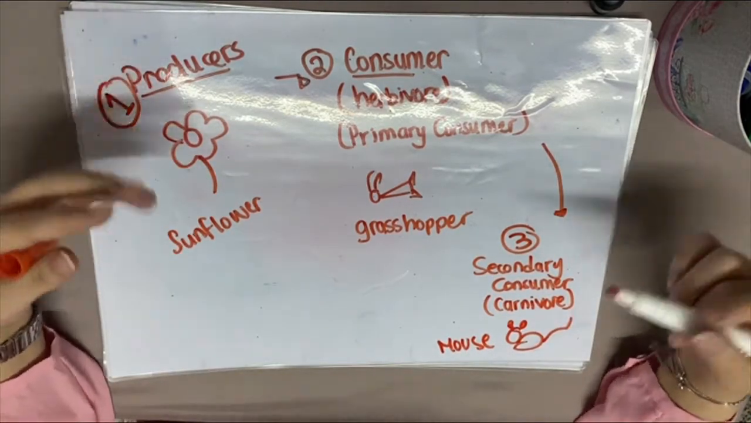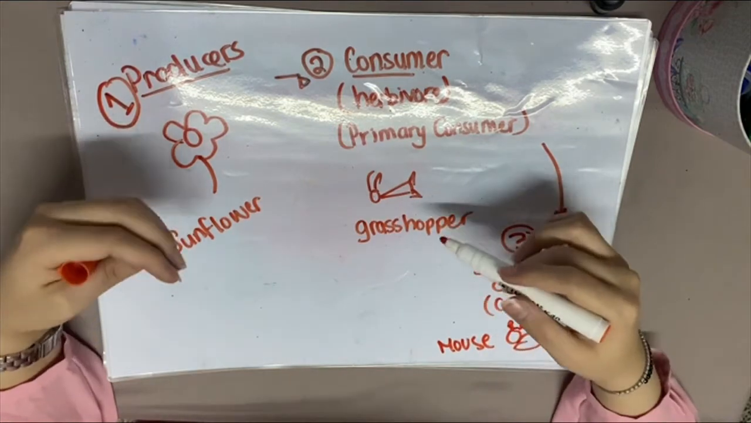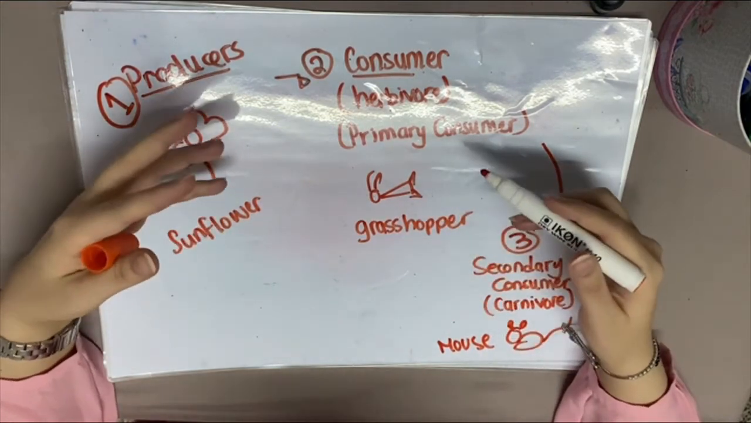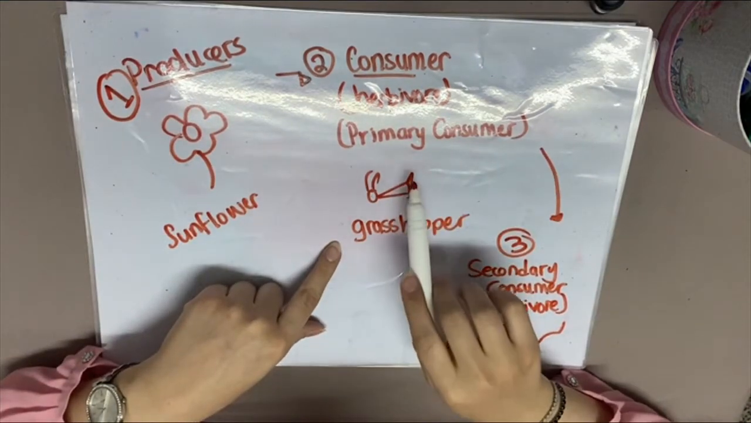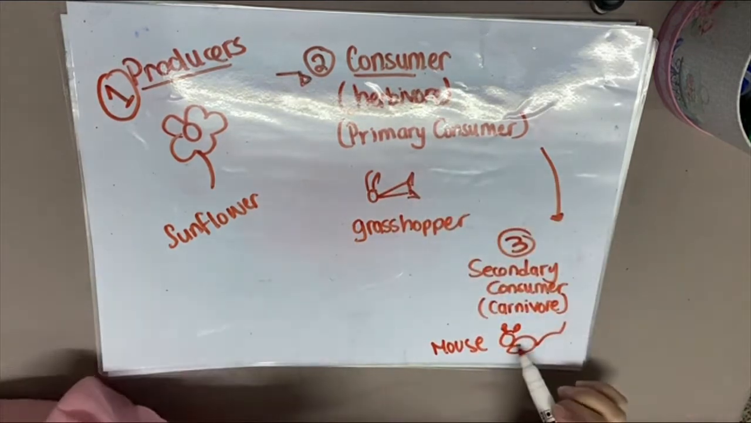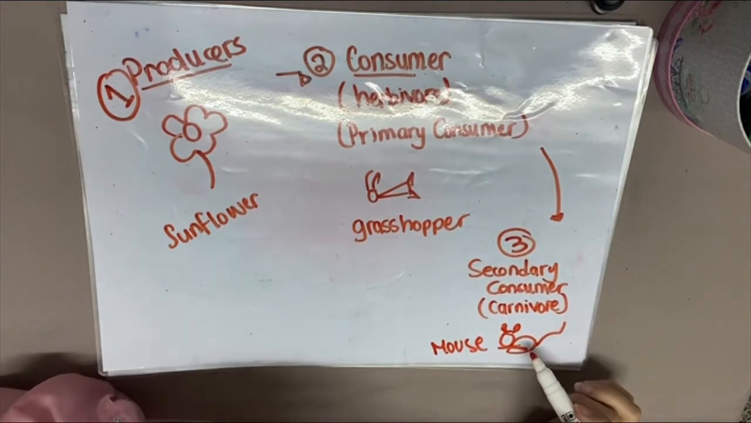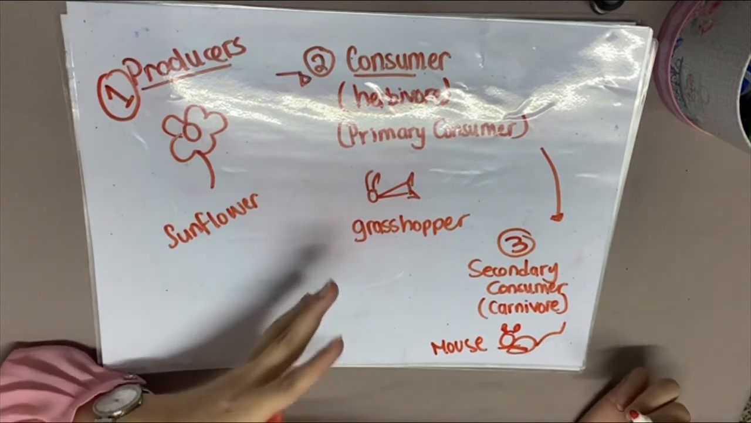When the mouse eats the grasshopper, part of the energy that the grasshopper gets from the sunflower is transferred to the mouse. And the mouse, which is an omnivore, can get energy by eating both animals and plants. So it doesn't really matter what it's going to eat.